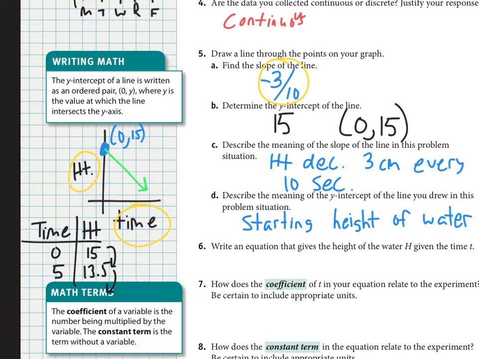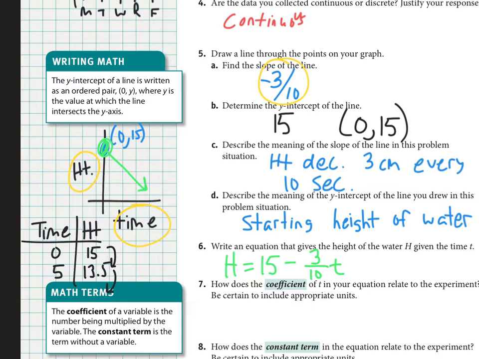The height was always starting at 15, and then we were decreasing. The slope we had was negative 3 over 10, so it was going down 3/10 for every second.